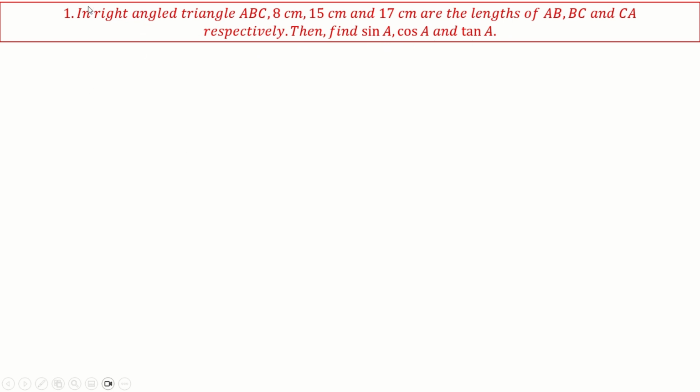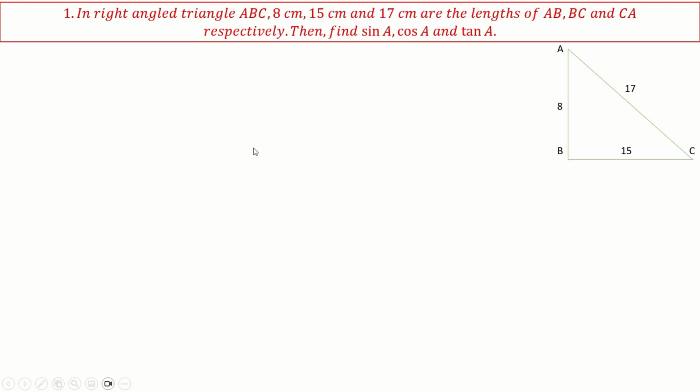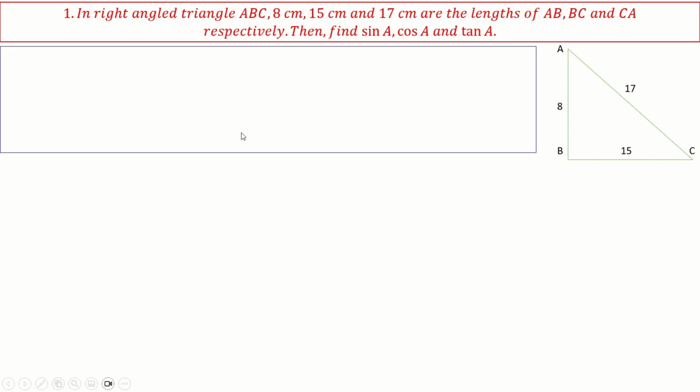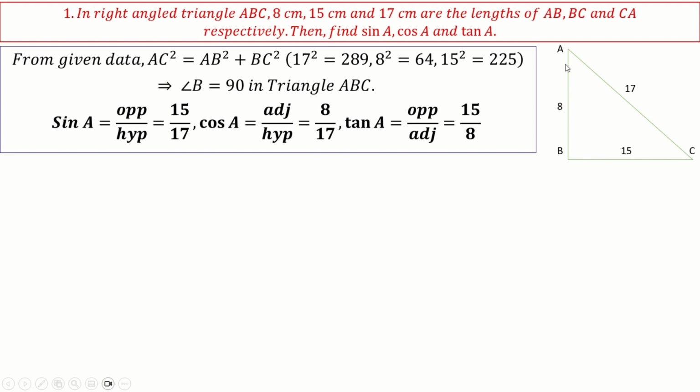In case the right angle triangle is not given, the first thing we should do is prove that it's a right angle triangle. Then it's very easy to find the ratios. So how do you prove a right angle triangle? It should follow the Pythagoras theorem. You cross check it. So sin A is opposite by hypotenuse, which is 15 by 17 because A is here. Cos A is 8 by 17, adjacent by hypotenuse. Tan A is opposite by adjacent, that is 15 by 8.